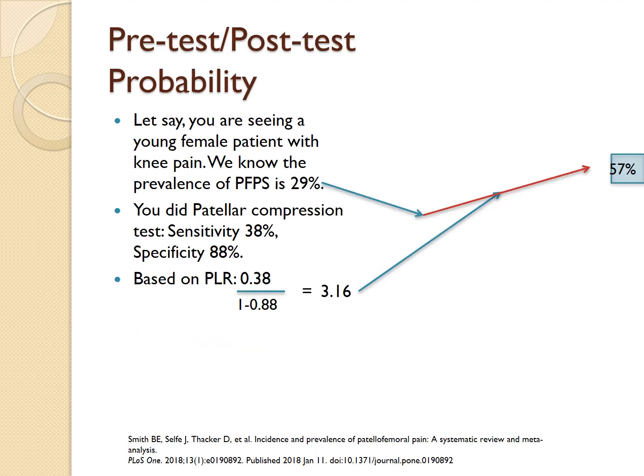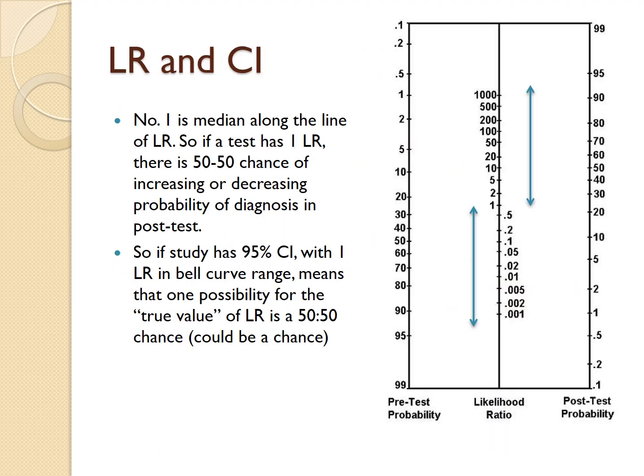This example again. For example, think for a second if the positive likelihood ratio of the patellar compression test was 1. Okay. For example, just guess. So it would be somewhere here, and the prevalence was 29 for the patellofemoral pain syndrome. So 29 will go to 1. We are assuming a positive likelihood ratio of 1. That will just go to somewhere around 30, I would say at the most, 30% post-test. So it doesn't change significantly.